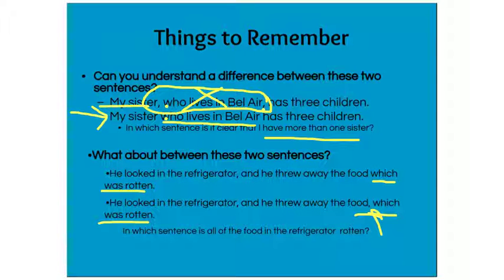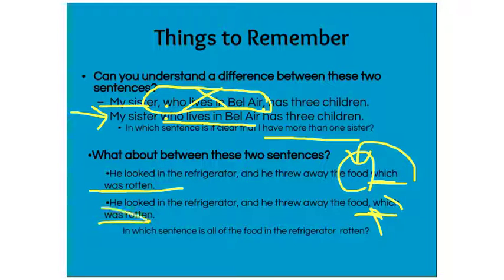He looked in the refrigerator and he threw away the food. He looked in the refrigerator and he threw away the food which was rotten. Well, if we have to have this adjective clause because we have no comma, then it is needed to identify exactly which food was thrown out. But when we have the comma and we can remove the adjective clause, then we know we don't need it, which means he threw away all the food. He looked in the refrigerator and he threw away the food.